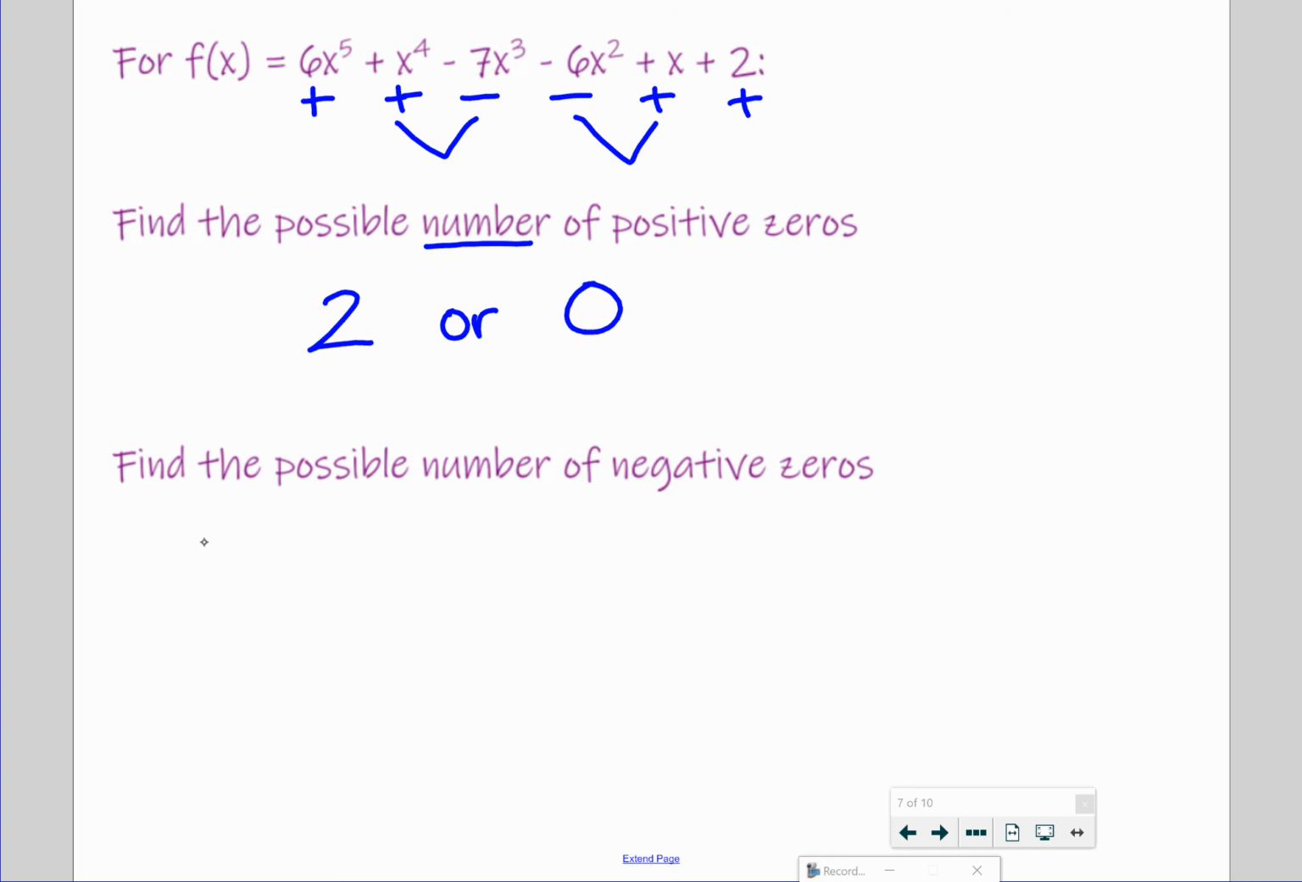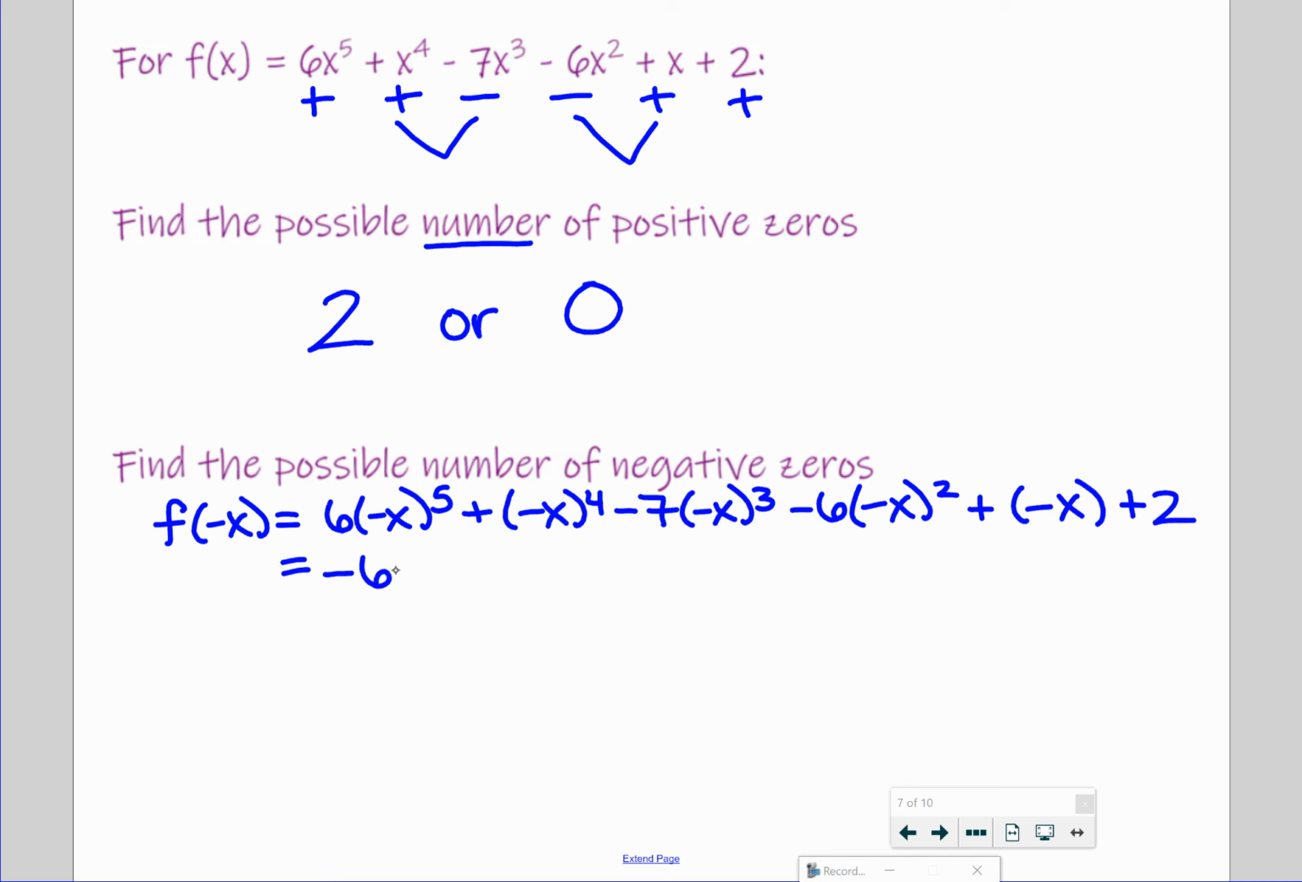To find the possible number of negative zeros, you first need to evaluate f of negative x. And we did this a lot when we were doing symmetry, even, odd. We're going to plug negative x in for all of our x's, and we're going to simplify the function. Remember, if you take negative x to an odd power, it's negative. If you take negative x to an even power, it's positive.